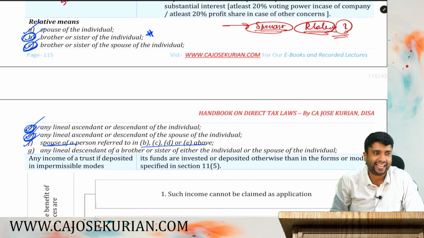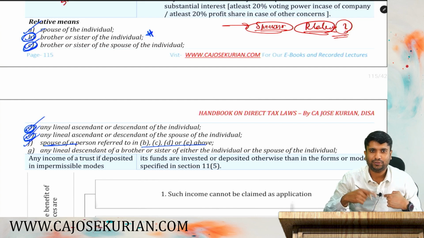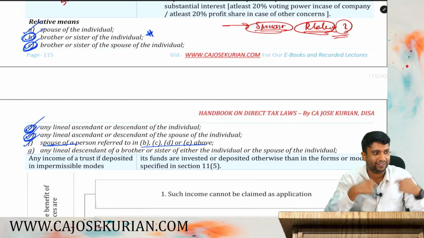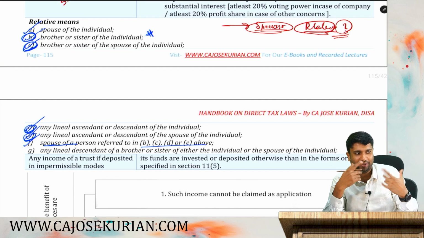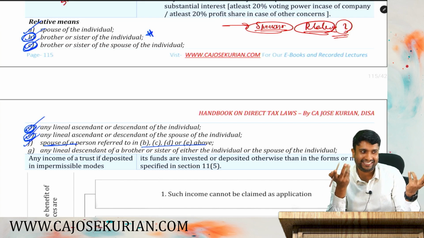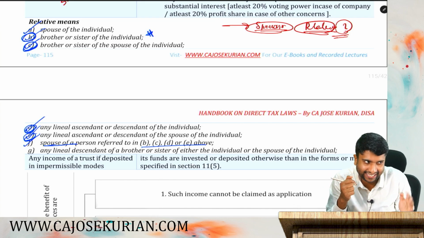Why are they not saying A? Your spouse is your wife. Wife's spouse is you yourself. Okay, so they don't have to mention it. That's why B, C, D, E alone.